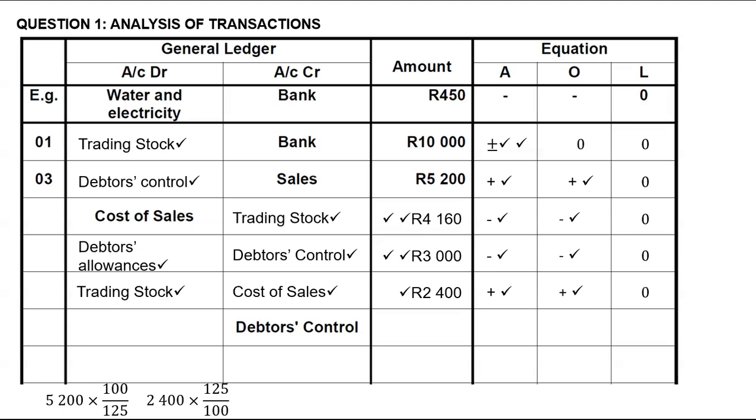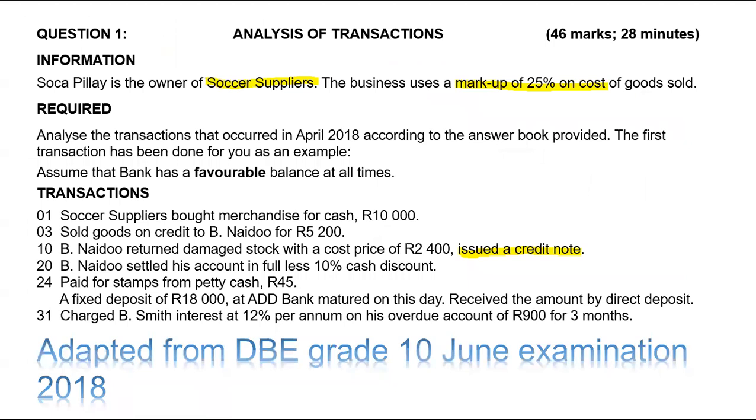Okay, let's move on. Next one. It says that on the 24th, before we get to the 24th, on the 20th, B. Naidu settled his account in full, less 10% cash discount. Now, the question is, how much is B. Naidu owing us? We have to calculate that.